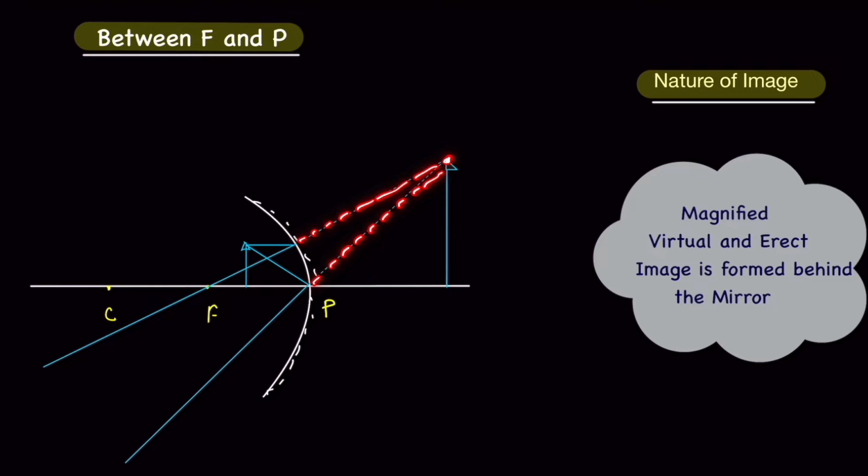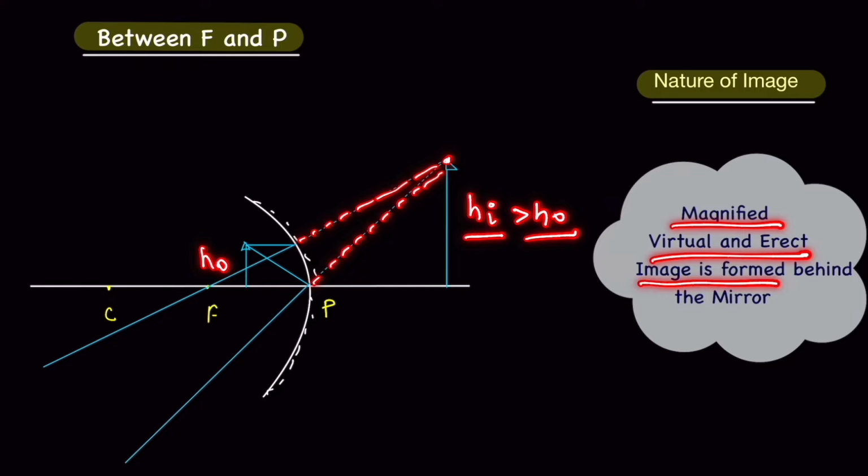So here this is the height of image and here is the height of object. So height of image is more than the height of object, so it is magnified, virtual and erect, because object and image both are on the opposite side. Image is formed behind the mirror.